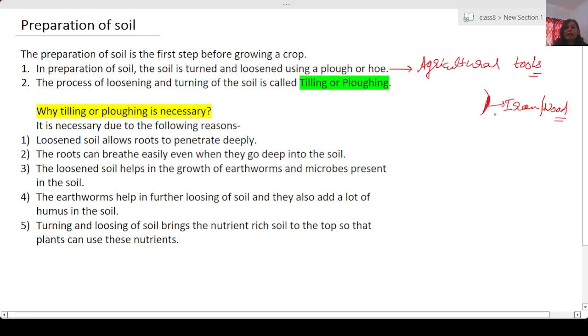Okay, so they dig it inside the soil. This sharp end goes inside the soil, and the plow and the hoe are attached to some kind of animal like the bull, and as the bull moves forward, this sharp end keeps on going inside the soil and it makes the soil upside down like this. Okay, so the soil is turned and loosened. So that is why the soil is turned and loosened using a plow. And this process is called tilling or plowing. Now, why is this step important?